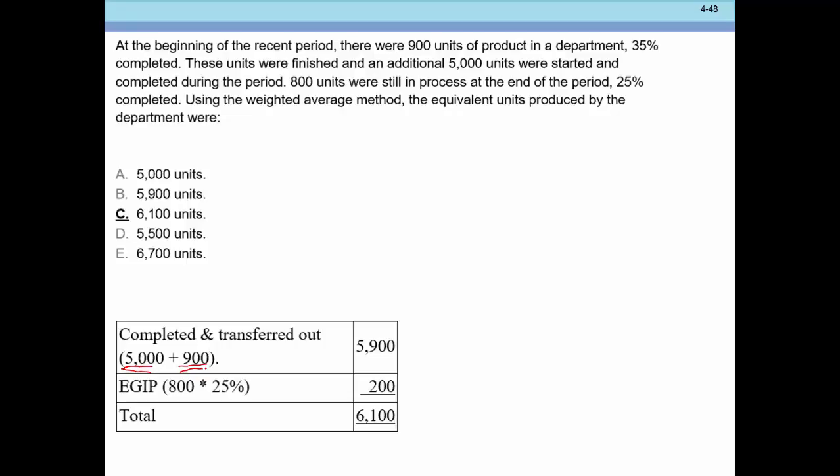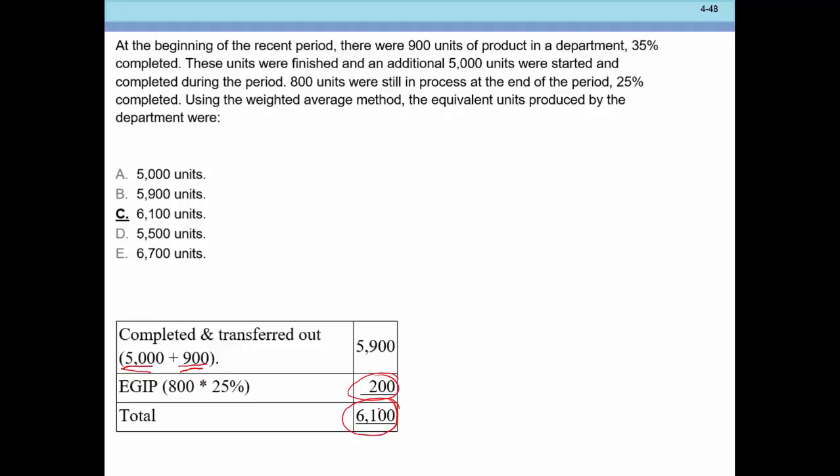And then they separate out the discussion of the 900 units that were sitting there in beginning inventory, and they tell me I finished them this period. So I get that 5,900, and then once I get that, it's pretty easy. It's just like we saw before to go ahead and bring in the number of equivalent units.